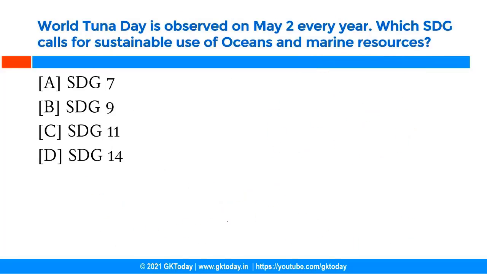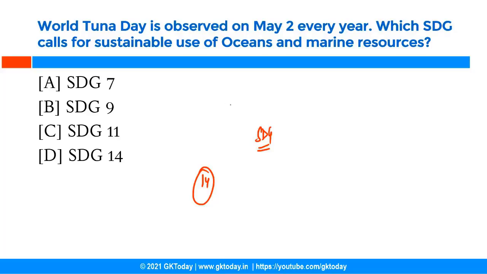Next question is, World Tuna Day was observed on the 2nd of May. Which SDG, that is Sustainable Development Goal, calls for the sustainable use of oceans and marine resources? So this is SDG number 14. SDG stands for Sustainable Development Goals. So SDG 14 aims to conserve the marine resources.